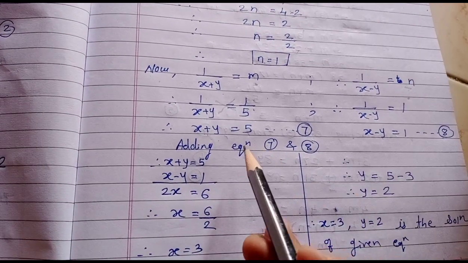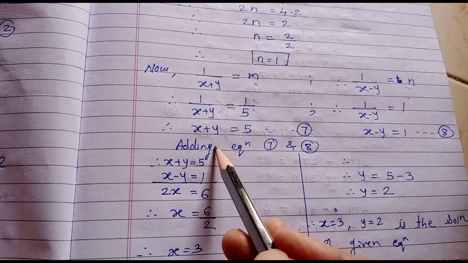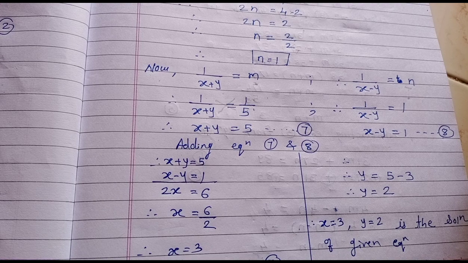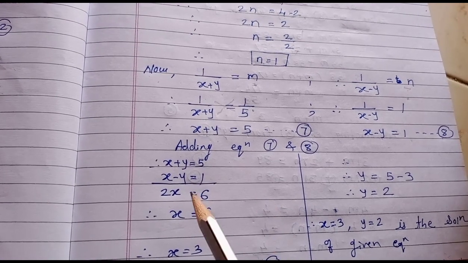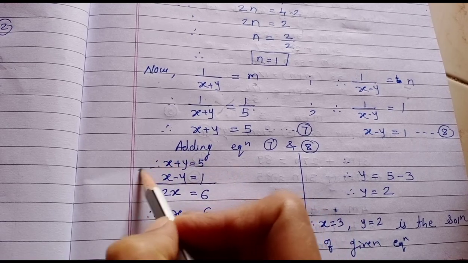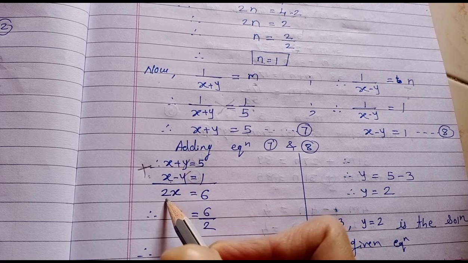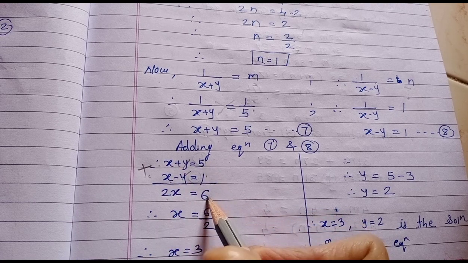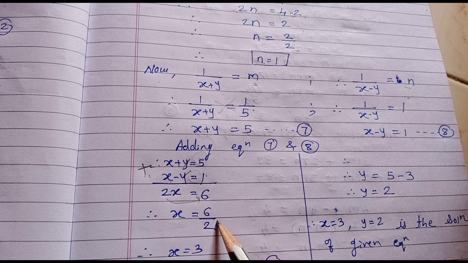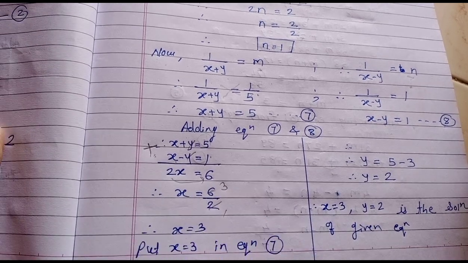Now see, again solve these 7th and 8th equations until we get the values of x and y. Therefore x plus y is equal to 5, x minus y is equal to 1. That is, add equations 7 and 8. Addition: plus y minus y cancel, x plus x is 2x, 5 plus 1 is 6, 2 multiply becomes divide. Okay, then 2 1s are 2, 2 3s are 6, x is equal to 3.